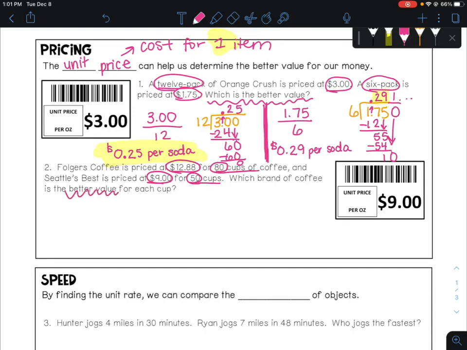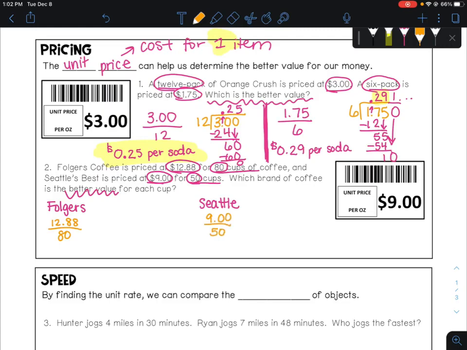So I'm going to actually do a label. So I'm going to write Folgers. And then over here, I'm going to write Seattle so that I can keep track. And now I'm going to say the price first, because we always do the money first. I'm going to say $12.88 over 80, meaning $12.88 for 80 of them. And over here, it's going to be $9 for 50.